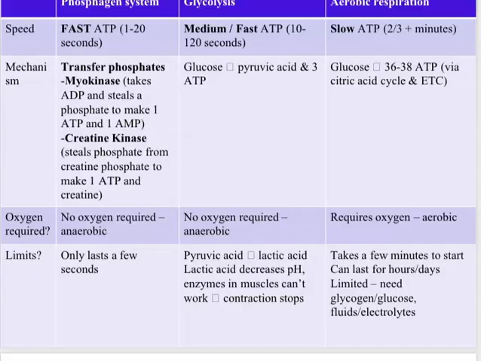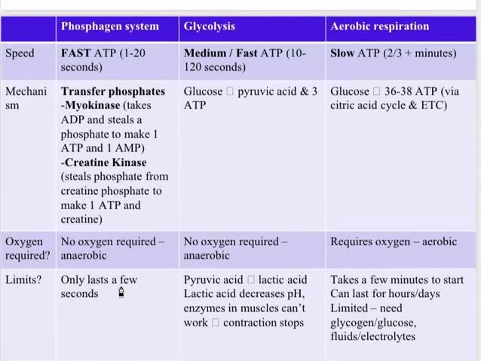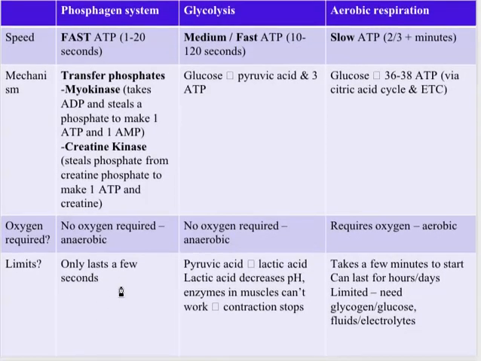So here's a chart that basically summarizes what you need to know about each of these systems. Each system has the speed in which it activates. On the left column here, the phosphagen system is really, really quick. In the middle, the glycolysis system is medium. And then aerobic respiration is pretty slow. The mechanism for how it works: I won't ask you to know all the specific steps. You should just generally know.